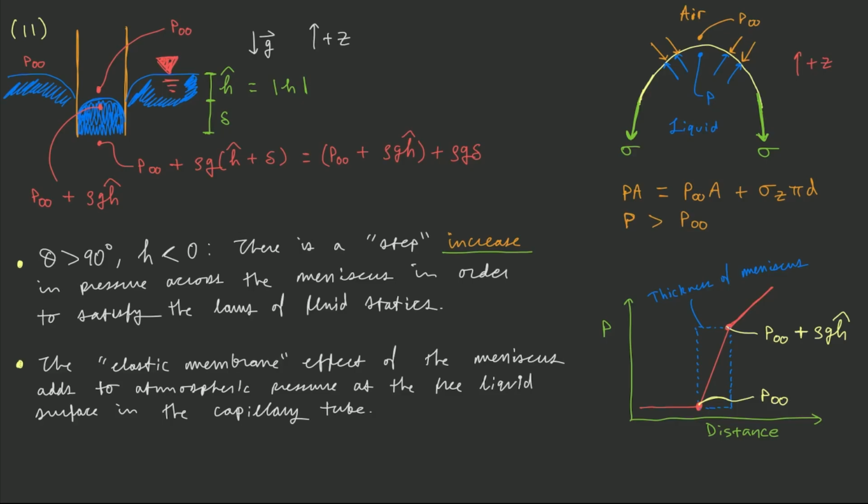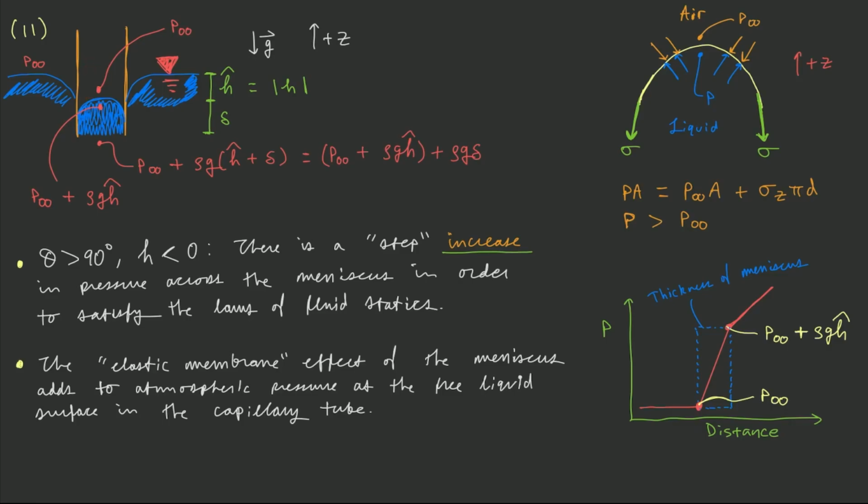So a way to visualize this effect when theta is greater than 90 is you can think that the elastic membrane effect of the meniscus adds to atmospheric pressure at the free liquid surface in the capillary tube. So if you look at the capillary tube right here, and you look at the meniscus within that capillary tube, you can see that you have atmospheric pressure bearing down on that meniscus, and surface tension pulls down on this meniscus, kind of making this elastic membrane additive to atmospheric pressure.